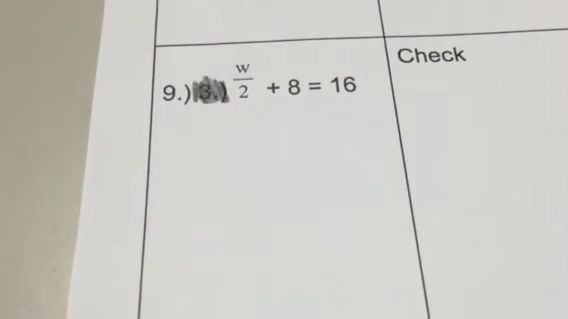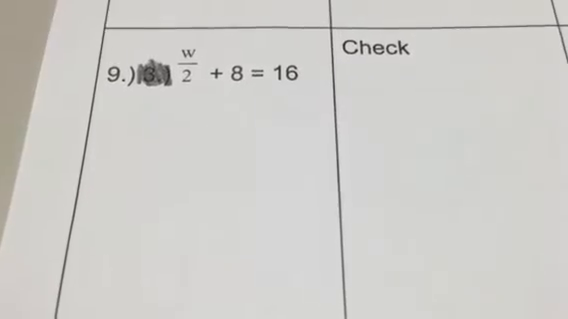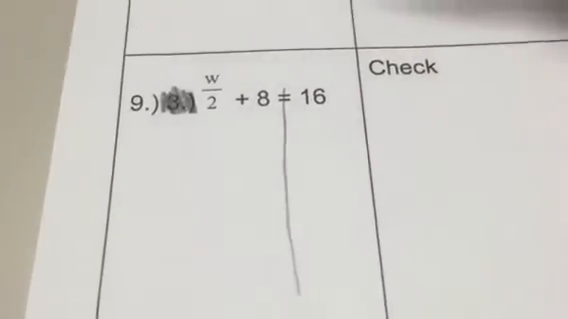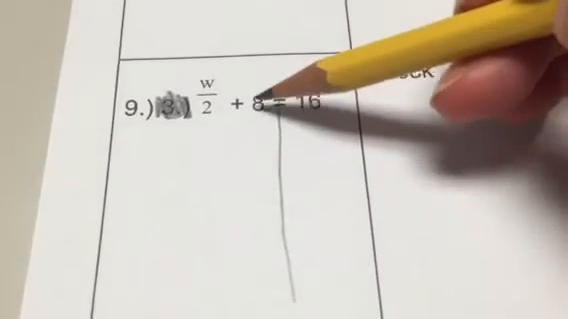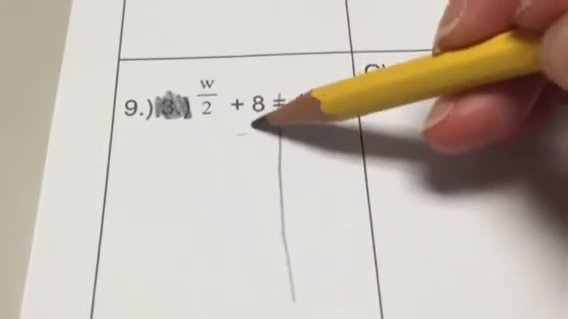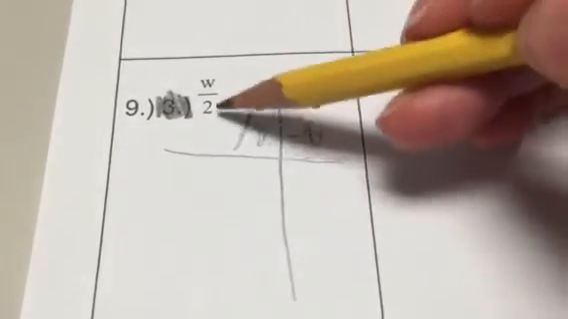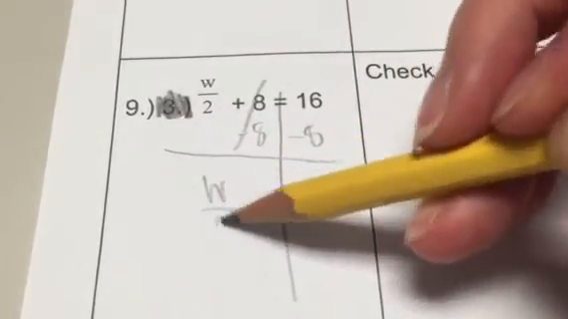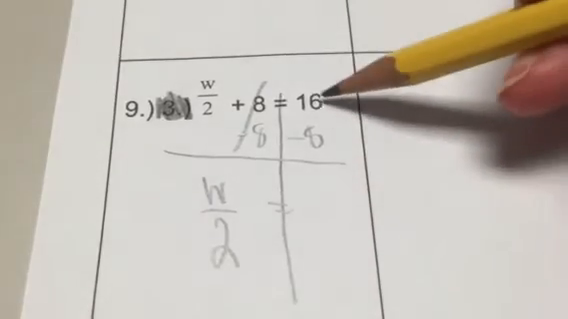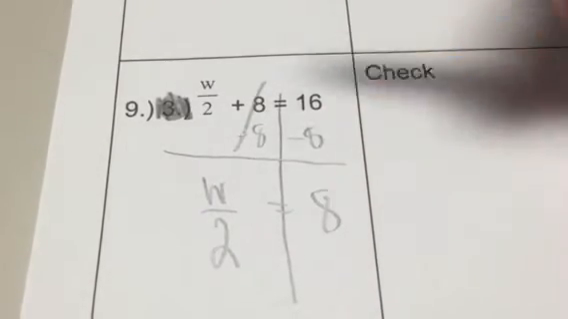This is pretty similar to the one we did on the front. We'll do one more together. Line down. Have to look for adding or subtracting first. So I see a plus 8. I'm going to do a minus 8. That becomes 0. And I'm going to bring down w divided by 2 equals 16 minus 8 is 8.